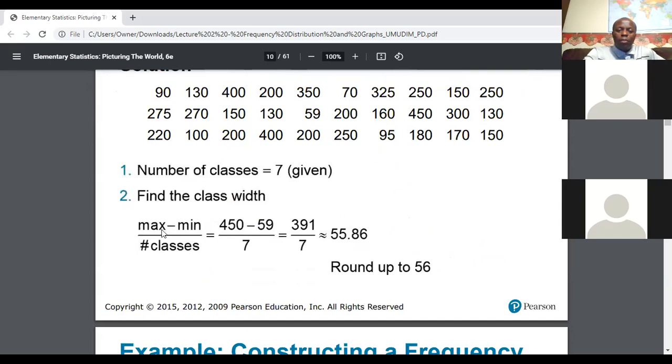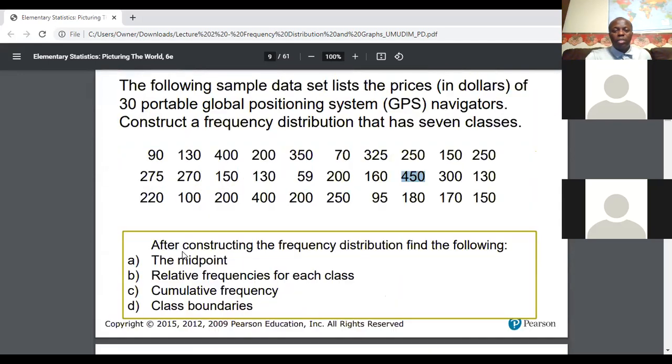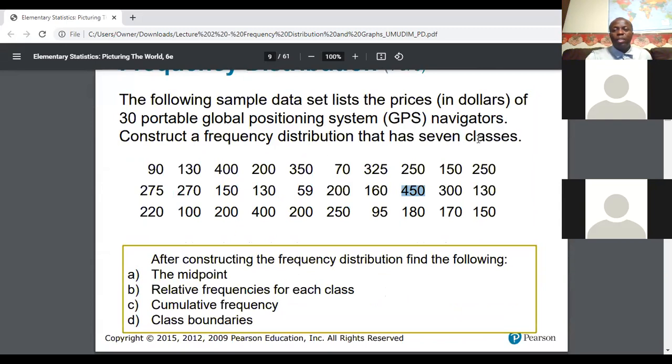Maximum number, that is 450, and as minimum divided by number of classes. So I'm gonna write it down. Maximum, which is 450, and as minimum of 59, divided by number of classes, which is 7. Why 7? Because the equation says here, use 7 classes.